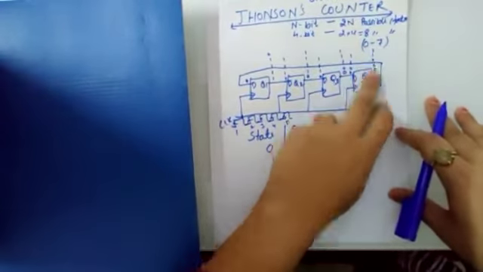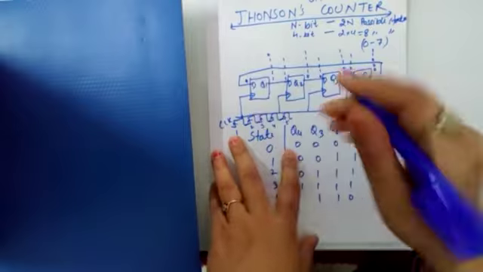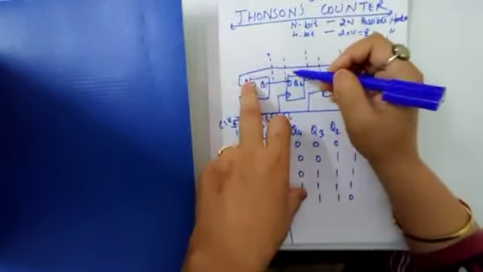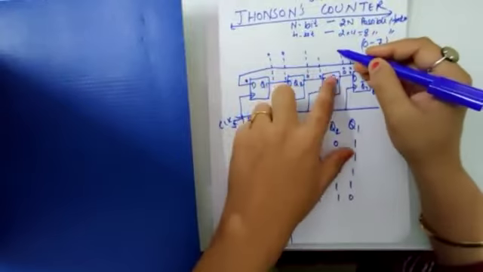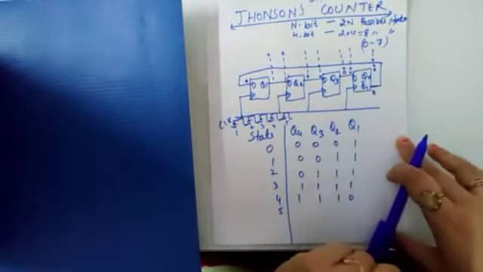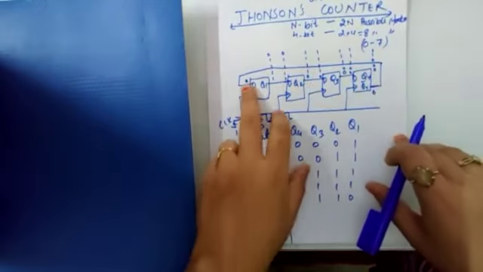So Q4 is 1, so Q4 bar is 0. Again 0 is fed to the input. So 0 is the input for the first, for the second, 0 is the input, for the third, 1 is the input, for the fourth, 1 is the input. Again check the outputs.